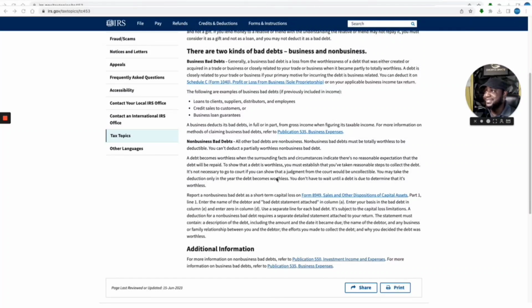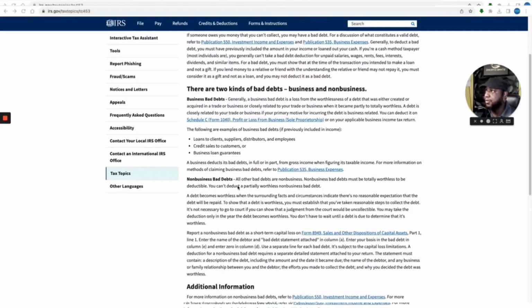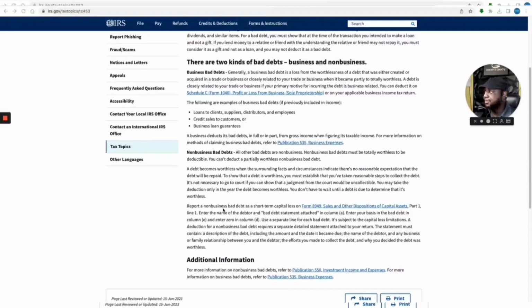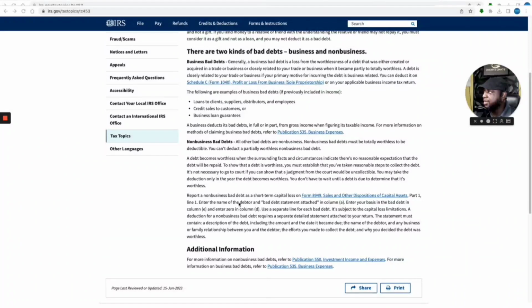Now, my business owners, this is very important to understand, how we can turn debts into tax credits, or debts into deductions, as they refer to them. Report a non-business bad debt on the short-term capital loss, Form 8949, Sales and Other Dispositions of Capital Assets, Part 1. And we're going to go ahead and go on to the next part.